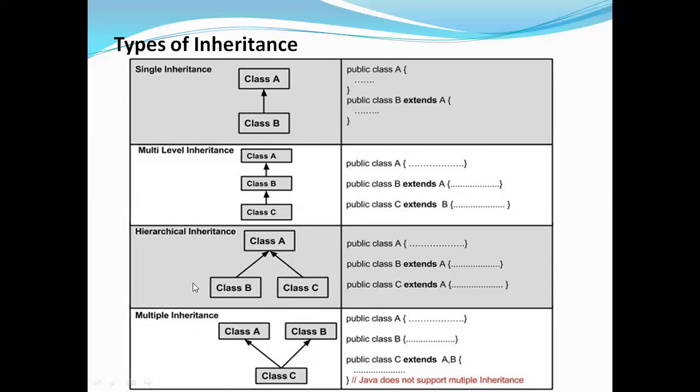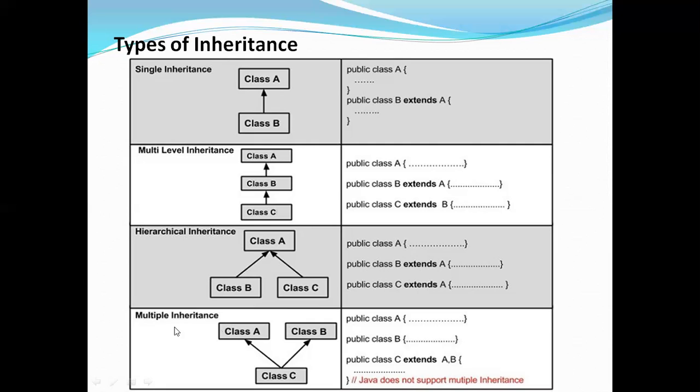Now the last one is multiple inheritance. Now what is multiple inheritance? Class C will inherit the properties of both A and B. Now if we see the syntax, it should be like this. Class A is a superclass, class B is also a superclass, whereas class C is a subclass which is extending A, comma, B. That is, it is inheriting the properties of A and B. But in Java, this inheritance is not supported. At the end of this session, we'll know why it does not support multiple inheritance.